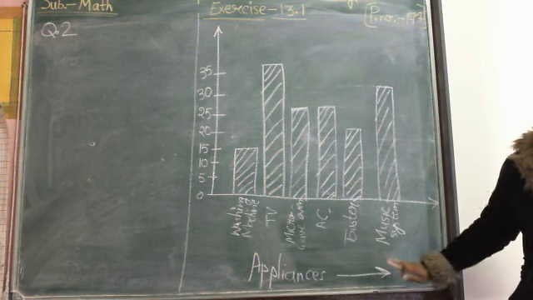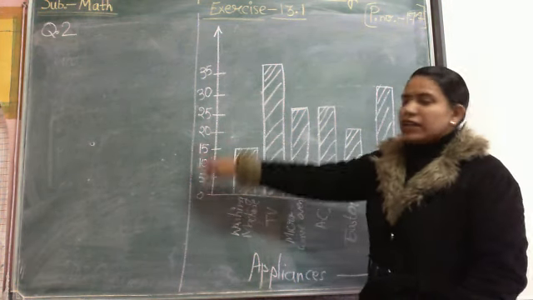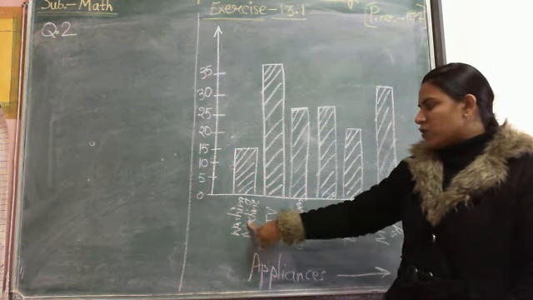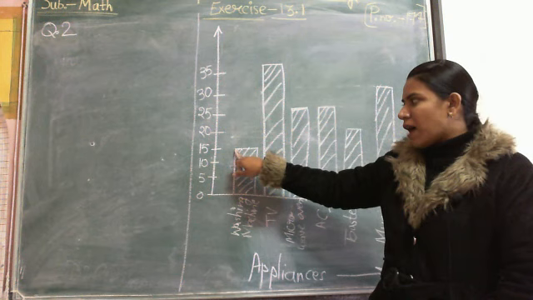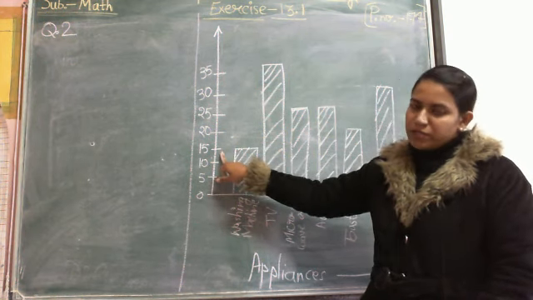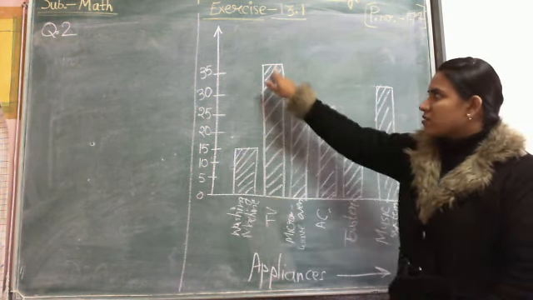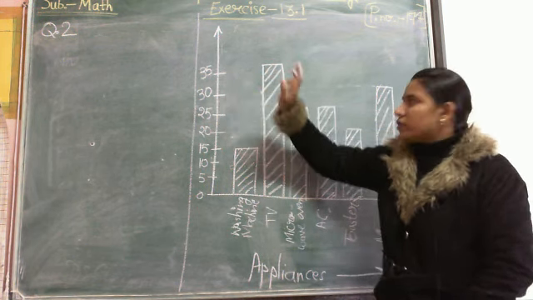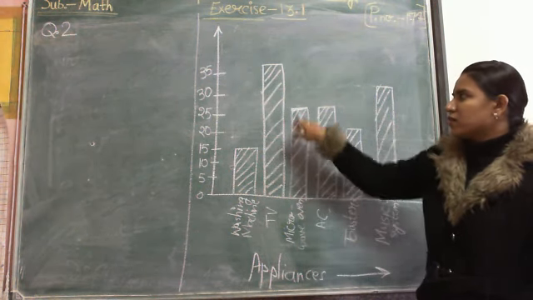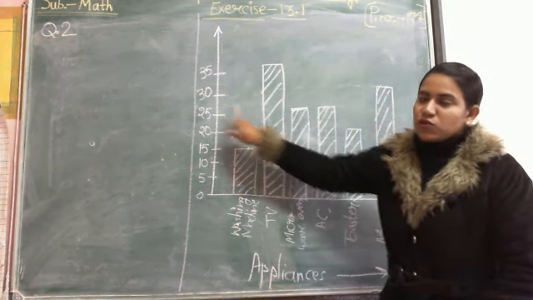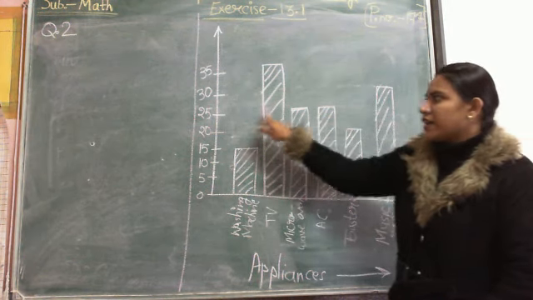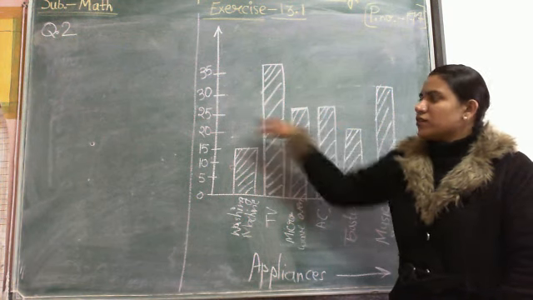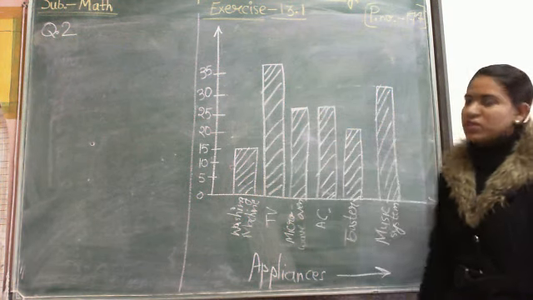These are the appliances sold in the month, and the vertical line is showing the number of items or appliances sold. How many washing machines are sold? By observation, the bar is up to 15, meaning 15 washing machines were sold. How many TVs? The bar is up to 35, meaning 35 TV units were sold. Microwave ovens, 25 were sold. Then ACs, again 25. Microwave and AC, both 25 appliances were sold.